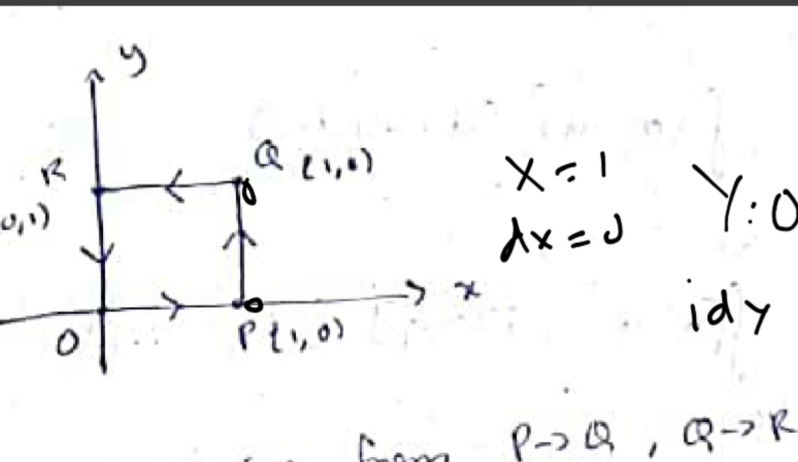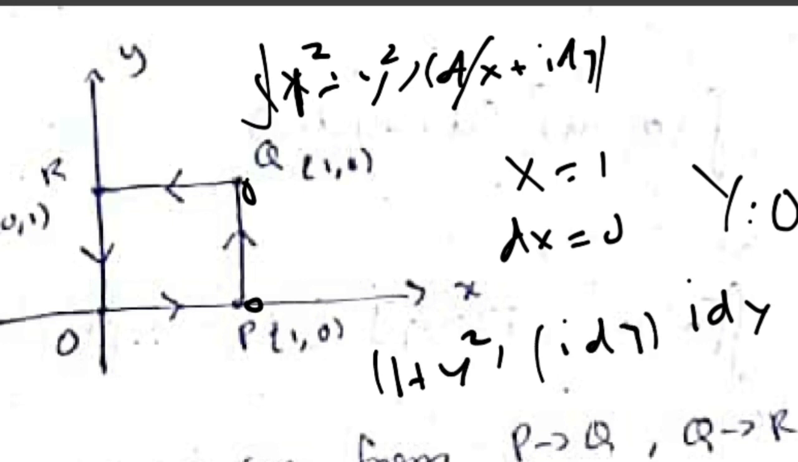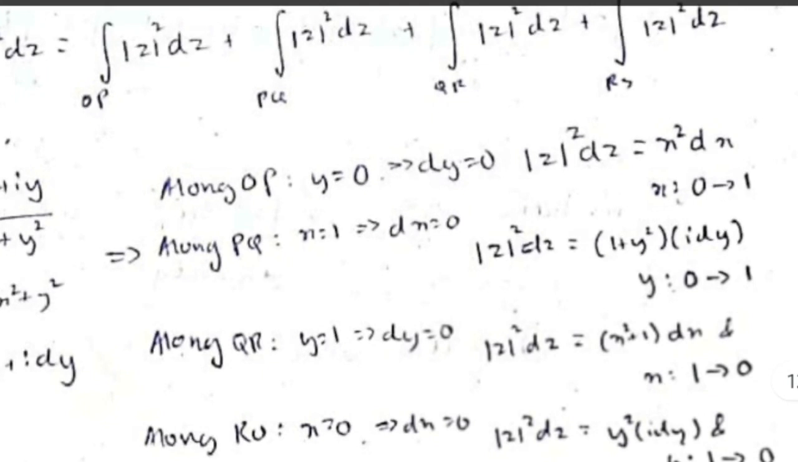Okay. So in the equation of x square plus y square into dx plus i dy, in this case the x term will be taken as 1, so it will be 1 square plus y square, and here dx is 0. So the term which we get is 1 plus y square into i dy and the limit from 0 to 1. Okay. So that's the second equation. See here, 1 plus y square into i dy and the limit from 0 to 1.